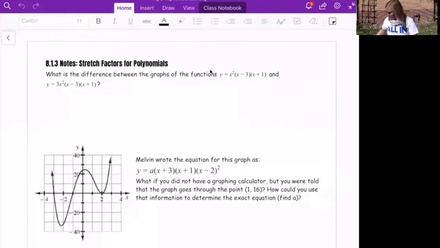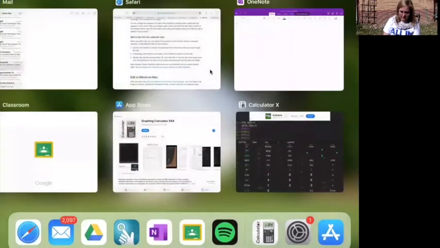Okay, so we want to know what the difference is between the graphs of the function x squared times x minus 3 times x plus 1 and then 3x squared times x minus 3 times x plus 1. So if we go to our graphing calculator and type these into y1 and y2, again, the only difference is this 3 at the beginning.